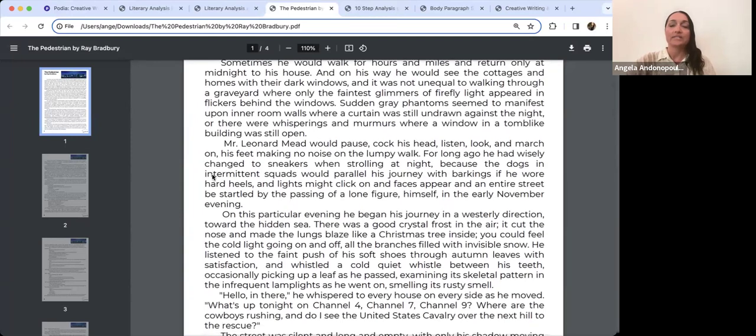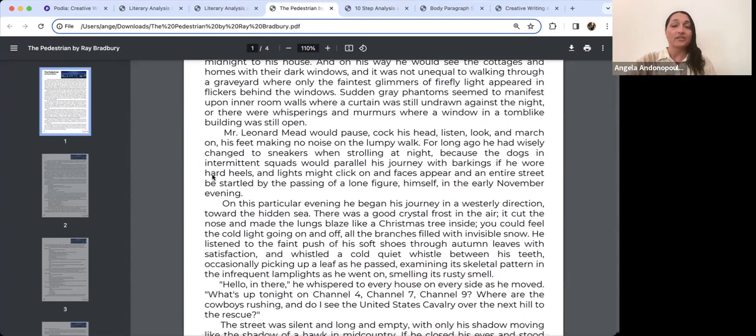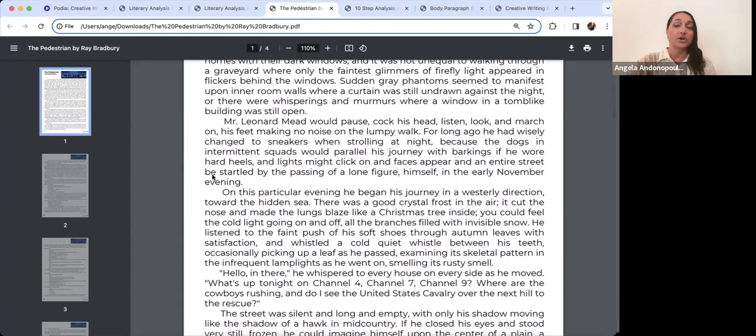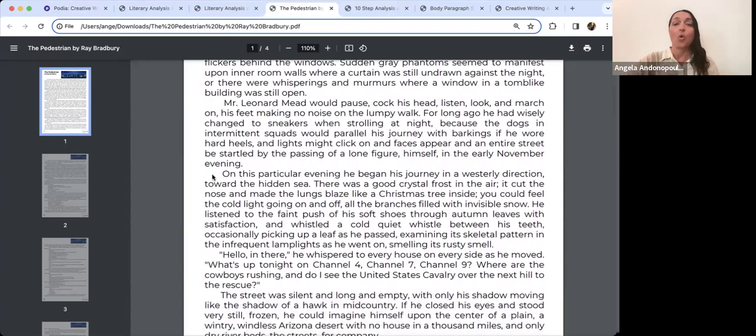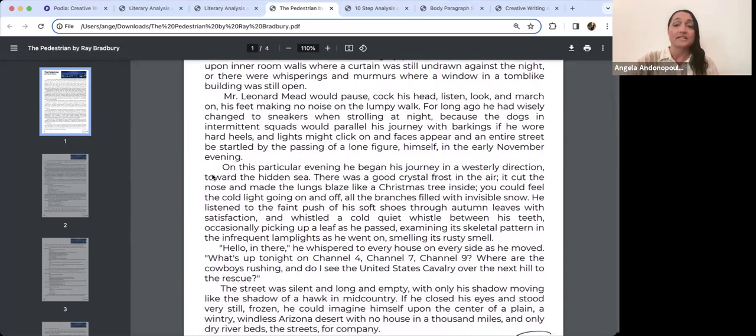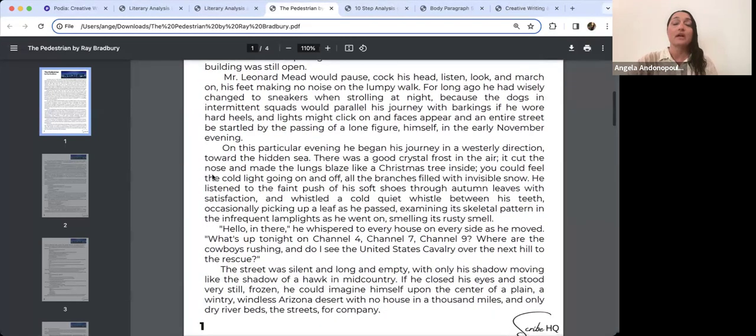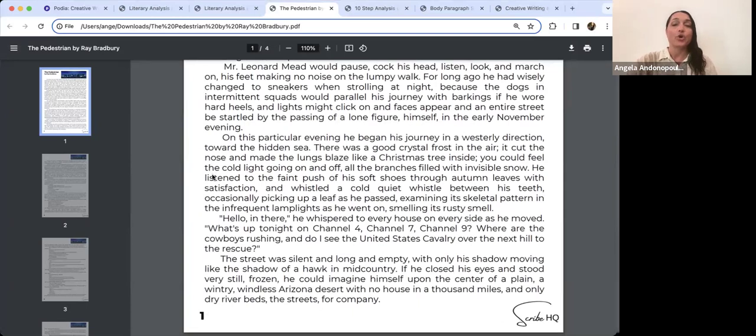And on his way, he would see the cottages and homes with their dark windows, and it was not unequal to walking through a graveyard where only the faintest glimmers of firefly light appeared in flickers behind the windows. Sudden grey phantoms seemed to manifest upon inner room walls where a curtain was still undrawn against the night, or there were whisperings and murmurs where a window in a tomb-like building was still open.